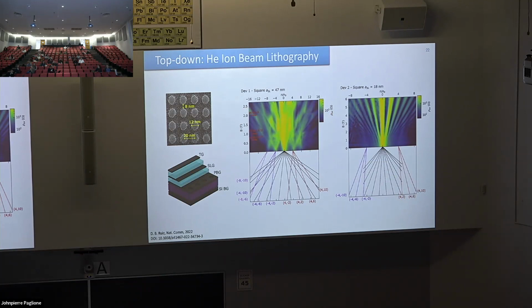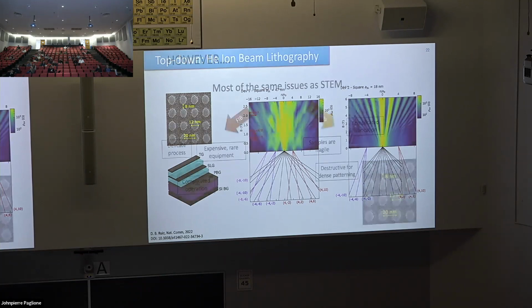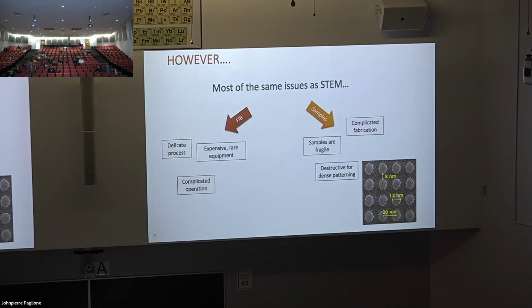It's a technique that seems to be quite promising, but again, like the STM, it's very expensive. It's a delicate machine. Not many people have helium ion beams sitting around for lithography. Again, sample preparation is quite complicated. You need to make suspended samples because you're knocking out atoms from the top and down. And it seems to be a bit destructive in terms of patterning as well, which we're not interested in.